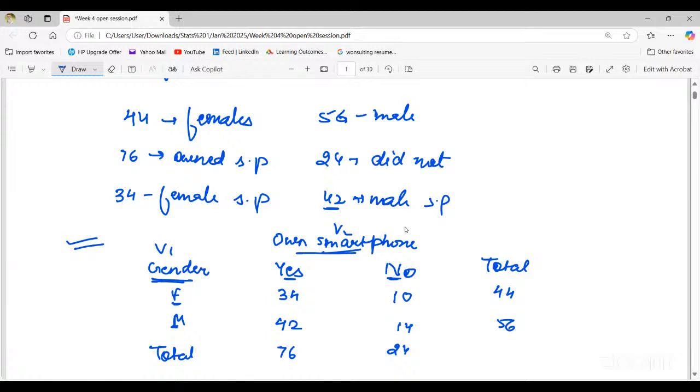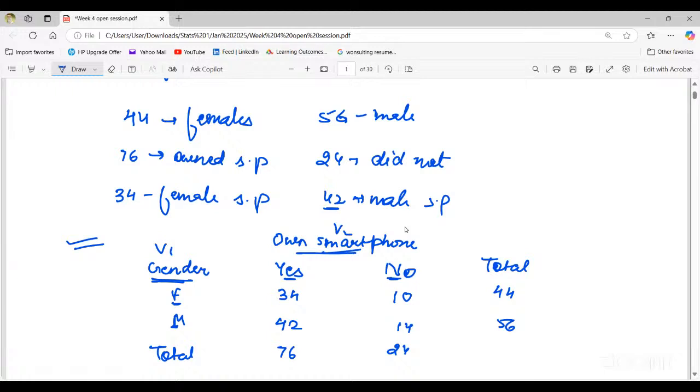Yes, male and female is nominal. Yes and no is also a nominal variable. Both are nominal. And this is called a two-way contingency table.